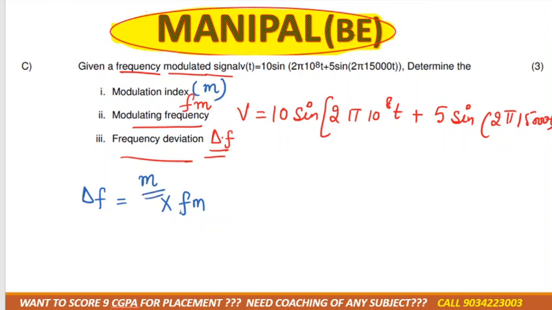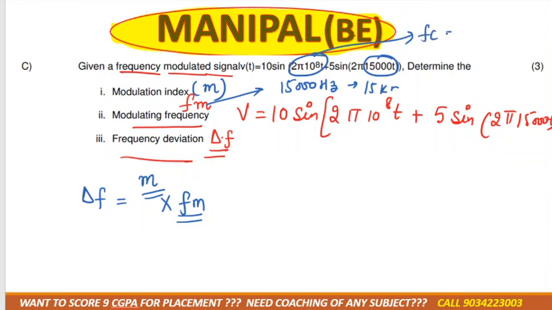So we should know M and FM. What is FM? FM is the modulating frequency, and they have given the modulating frequency as 15,000 hertz. So we can directly say it's 15,000 hertz, or simply 15 kilo. Okay. And what is FC? FC is the carrier frequency. How much is FC? That is 10 raised to power 8 hertz. Okay, clear this thing?